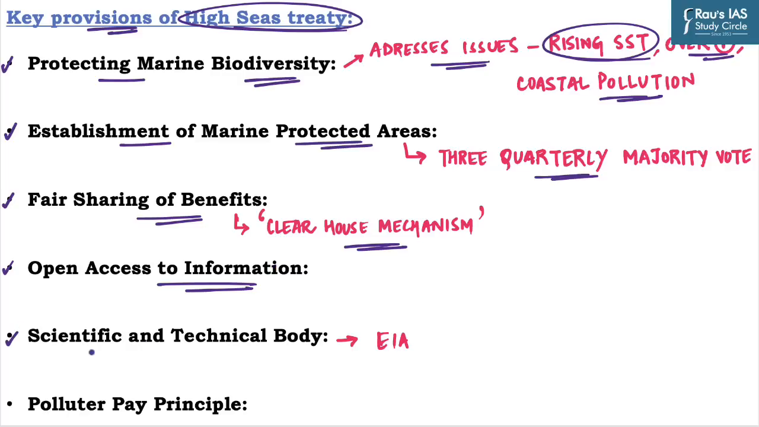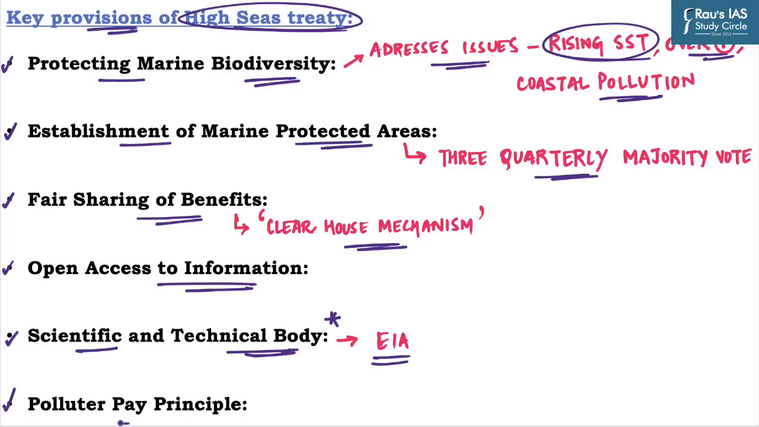The next one is the scientific and technical body. This body will be creating standards and guidelines for assessment procedures, conducting environment impact assessments, and helping the countries with less capacity in carrying out those assessments. This will facilitate the conference of parties to trace future impacts, identify data gaps, and bring out research priorities. So, it is an important provision under this particular treaty.